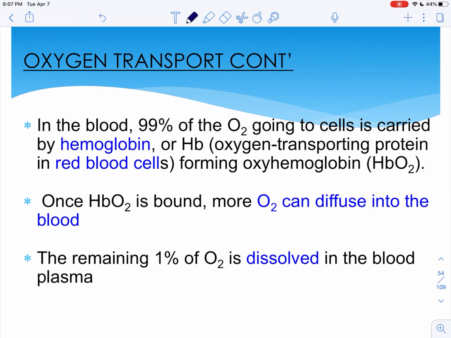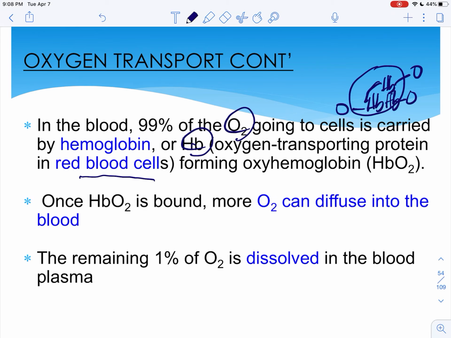For the carrying, though, once it's in the blood, it's actually the red blood cells that are going to carry the oxygen. The molecule hemoglobin that's in a red blood cell, if you've ever seen a picture of a red blood cell, it's made of hemoglobin proteins that will inherently attach oxygen to them. And so they will be the ones carrying 99% of it. 99% of the oxygen is carried by those hemoglobin molecules, and a little bit of it is dissolved.